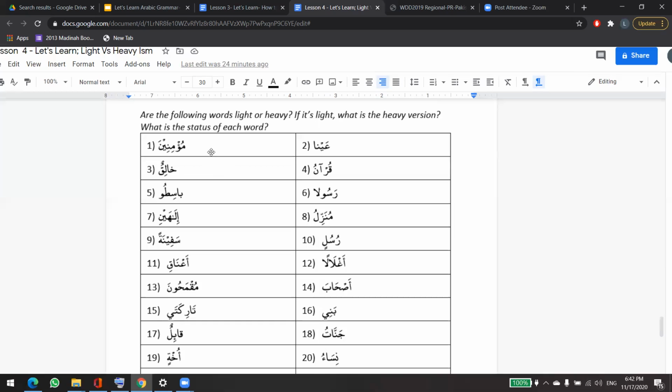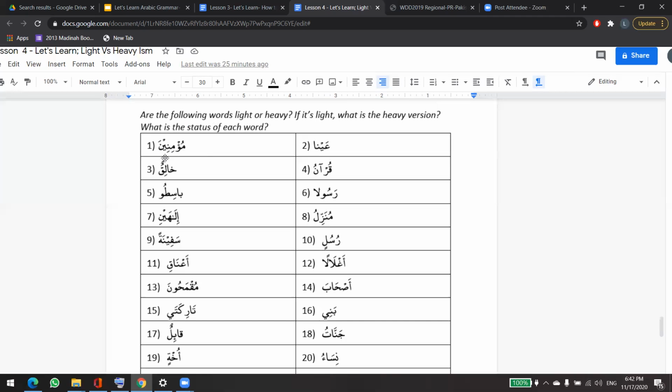So the first one, what you need to do over here is tell whether the following words are light or heavy. And if it is light, what is the heavier version? And what is the status of each word? Because you need to tell the status of each word, we are going to do the same exercise with each word. Remember, when we determine the status of a word, first we need to see whether we could find any ending combination. So look for ending combination first.